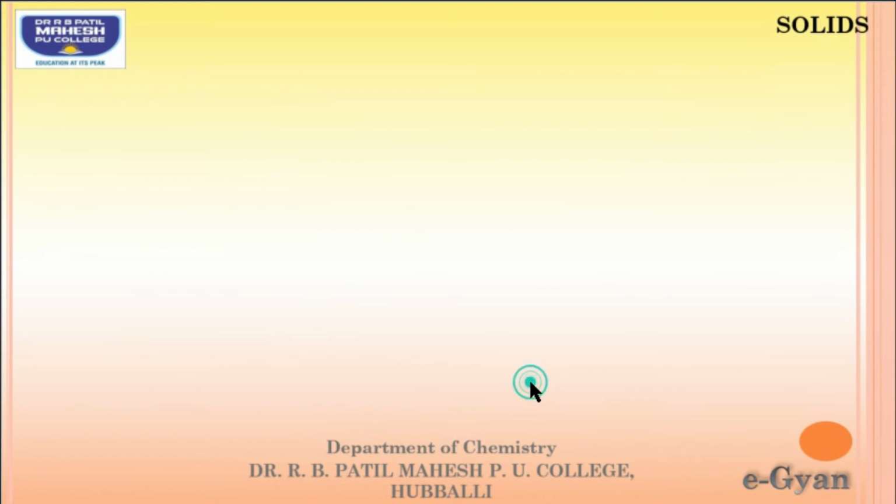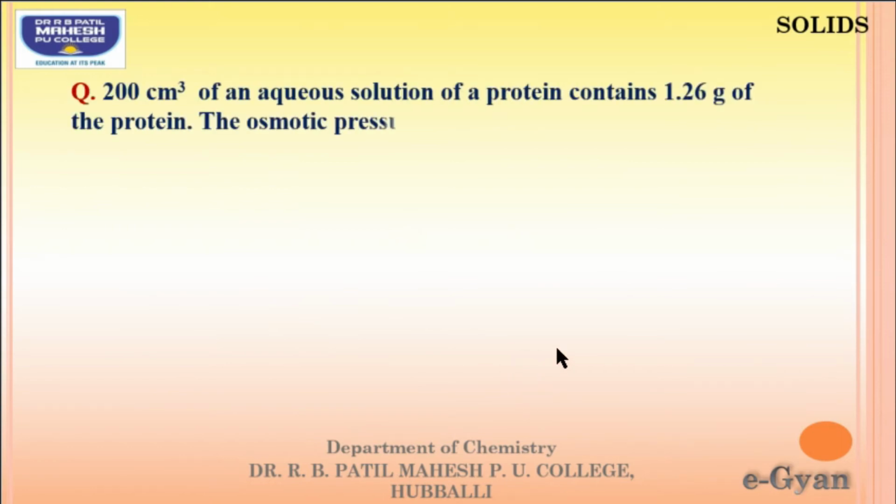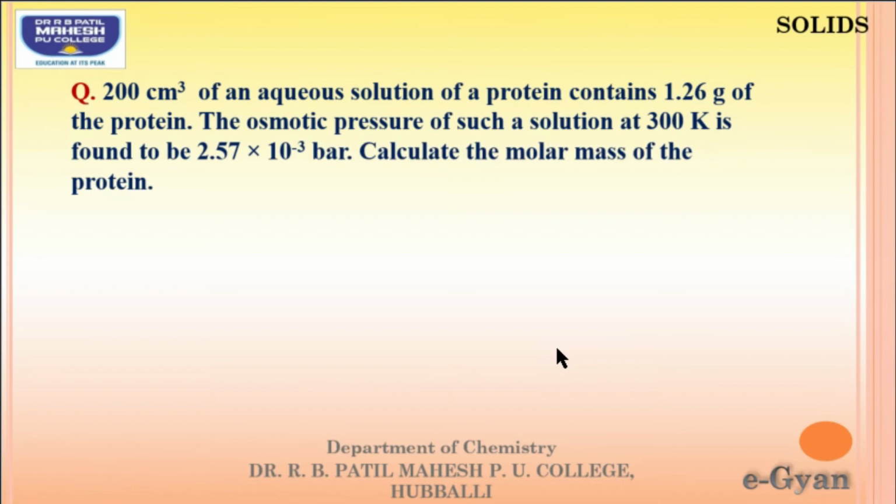Next one: 200 cm cube of an aqueous solution of a protein contains 1.26 gram of the protein. The osmotic pressure of such a solution at 300 Kelvin is found to be 2.57 into 10 to the power of minus 3 bar. Calculate the molar mass of the protein.